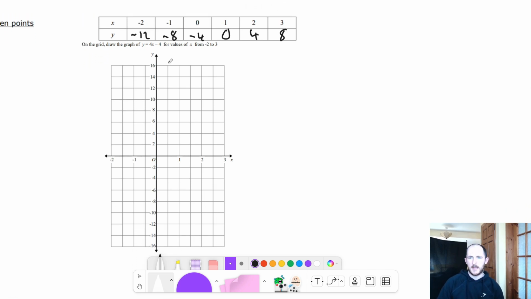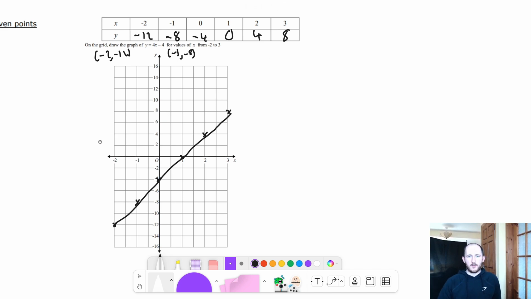I'm kidding. Then to plot it, each of these makes a coordinate, right? So minus 2, minus 12, then you have minus 1, minus 8, and so on. So minus 2 is minus 2 along, and minus 12 down, so that would be over here. Minus 1, minus 8 would be here. 0, minus 4, 1 and 0, 2 and 4, 3 and 8. And then what you do is draw a straight line going through those points, okay? A perfectly straight line. But it should go through all of the points. Use a ruler, of course.